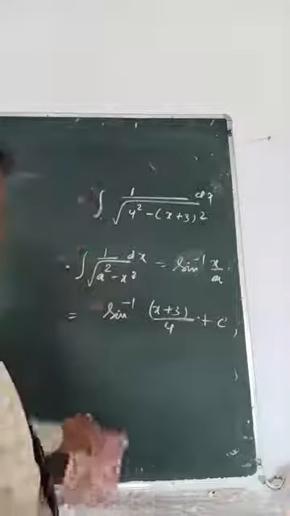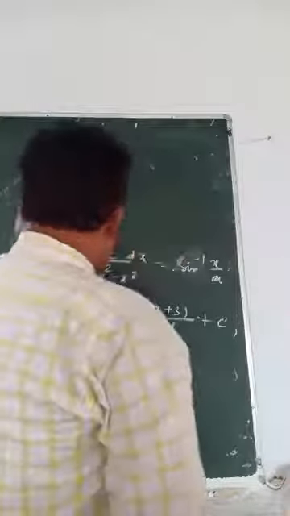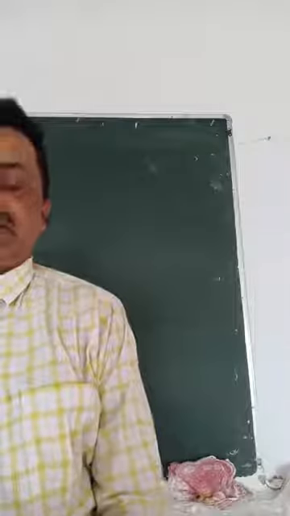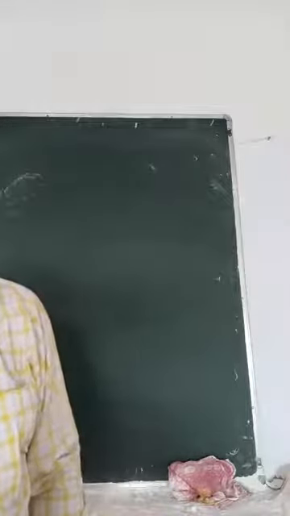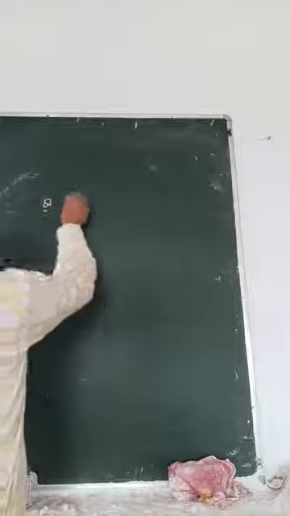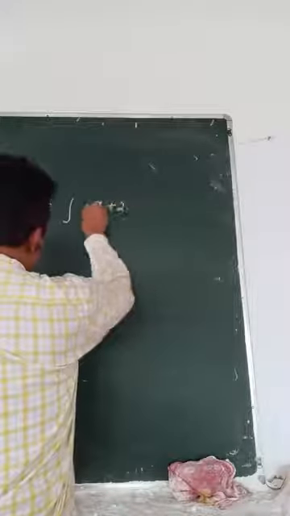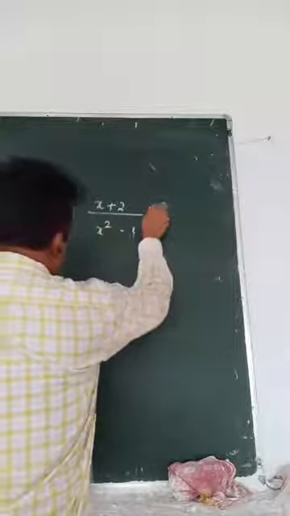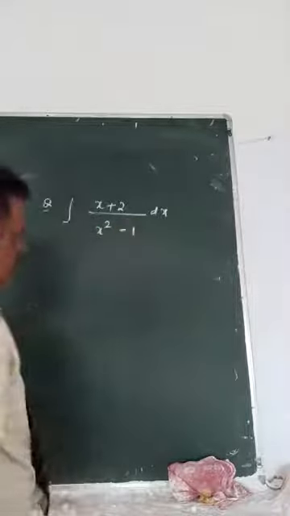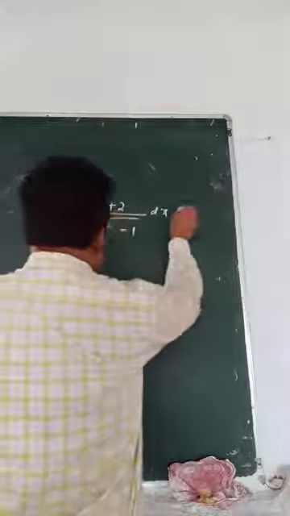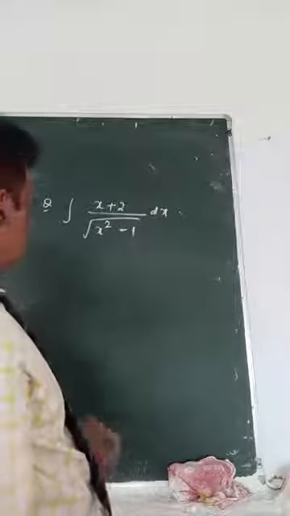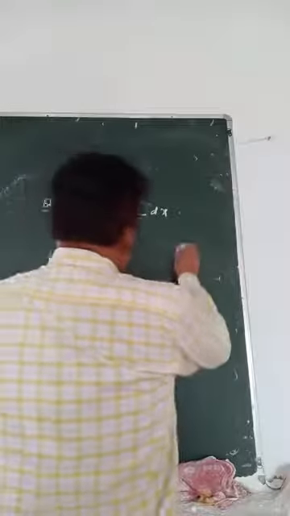So now the question is, this is one pattern. Second pattern is, suppose I get a question. So other questions you will try to solve. Suppose I get a question, x plus 2 by x square minus 1 dx, under square root. Okay.